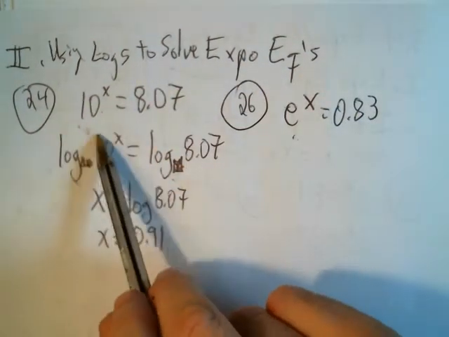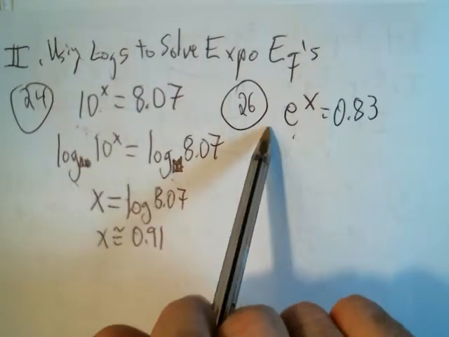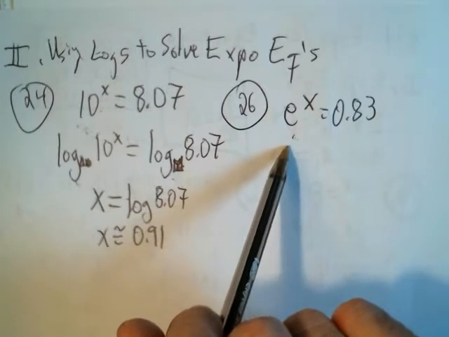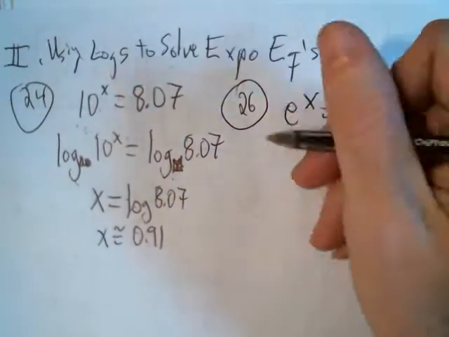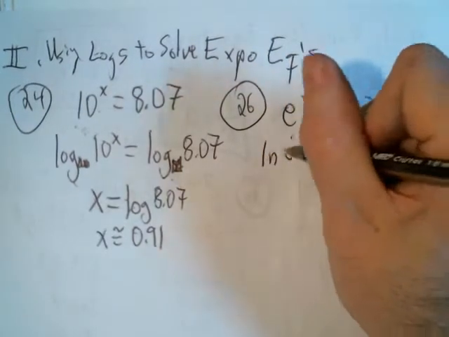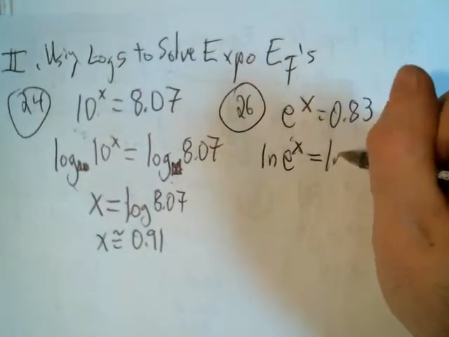So you can always use the same log regardless of the base. Like back here, I was saying use log base 10 because the base of this is 10. Here, use log base e because the base is e. But in general, you can always use the same logarithm. So if you want to, you can always use the natural log, which is what you'll do if you keep taking math and you take calculus.